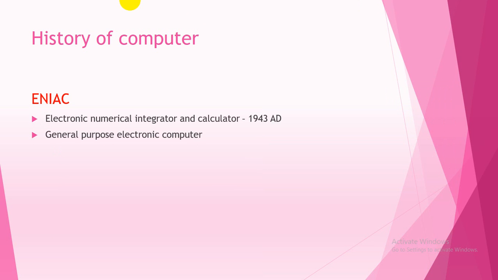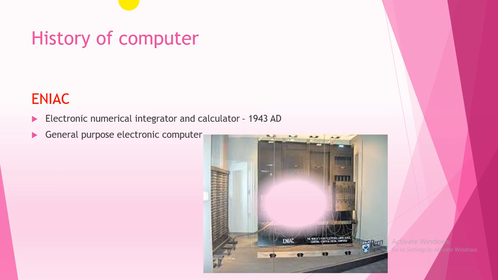Next comes ENIAC, which is also called Electronic Numerical Integrator and Calculator. In 1943 AD, John W. Mauchly and J. Presper Eckert initiated the project on ENIAC at Moore School of Electrical Engineering. It was the first general purpose electronic computer which became operational in 1946 AD.